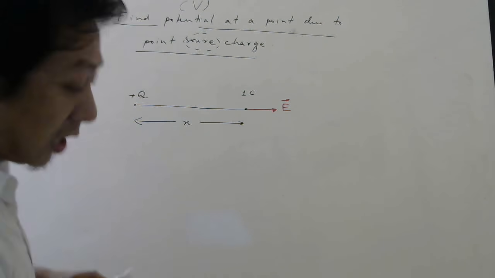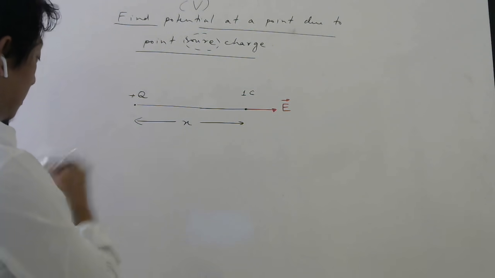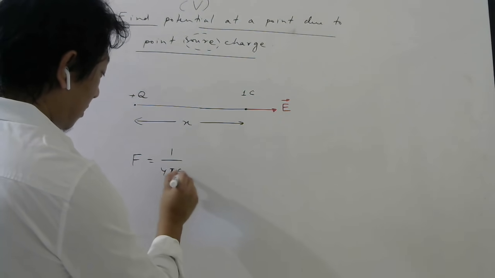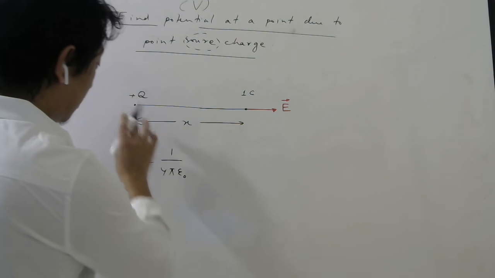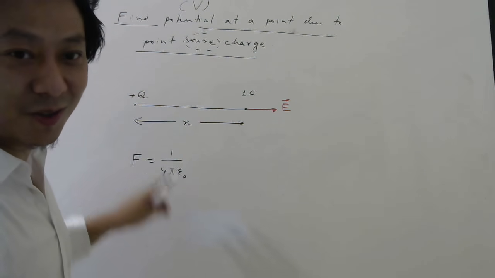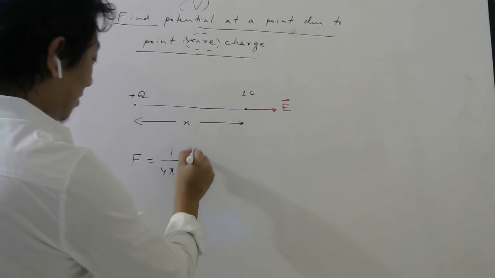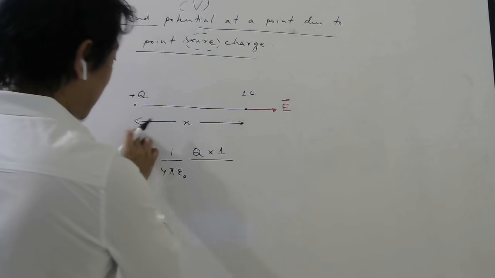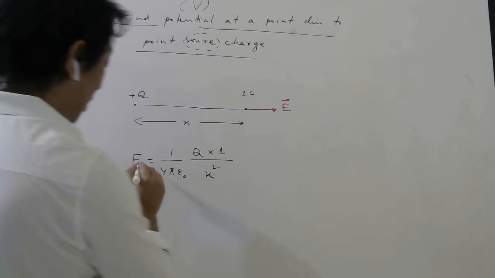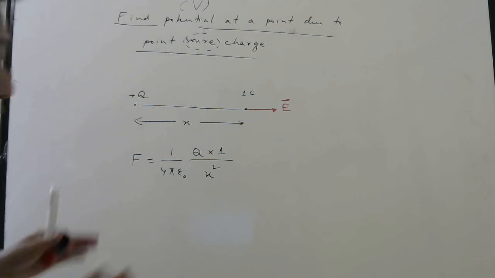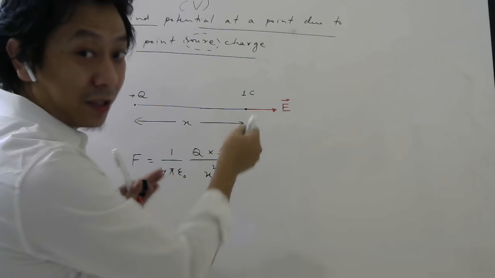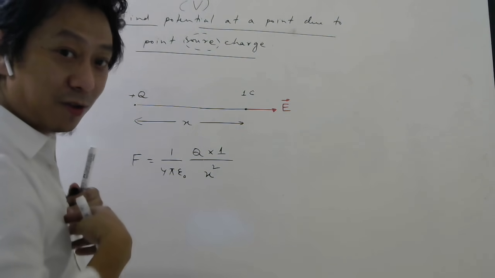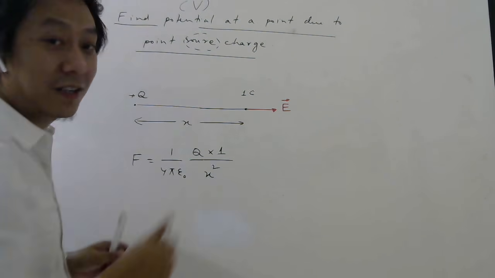So how much force will I need to apply? The force that I need to apply is 1 by 4 pi epsilon naught. The source charge is a point charge, so that's why I'm using Coulomb's law: Q, and this charge is 1 coulomb, divided by this distance square. That much force I need to apply, because I have to move slowly. Since I have to move slowly, whatever force this charge applies, which is this much, I also need to apply the same force in the opposite direction.